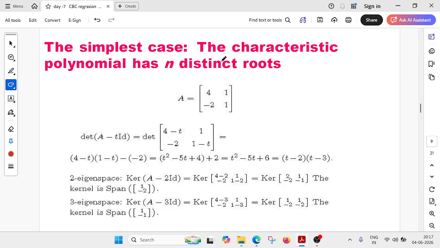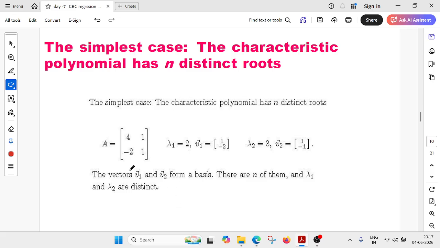The simplest case: the characteristic polynomial has n distinct roots, so different eigenvalues. For this matrix, we get lambda 1 equals 2 with this eigenvector, and lambda 2 equals 3 with these eigenvectors. If we have these vectors, obviously we can form the basis. So when the lambda values are distinct, we get a basis.